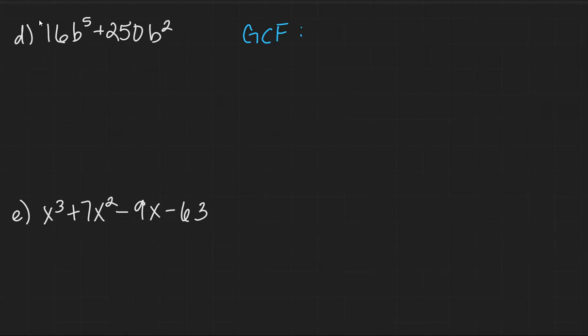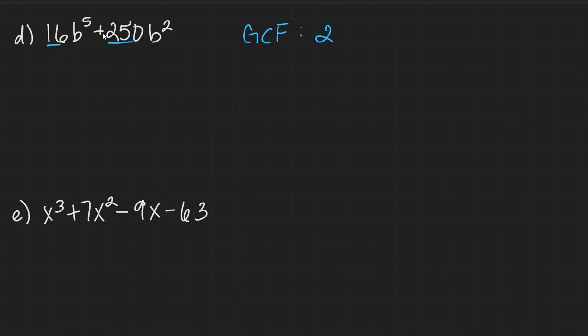So let's think smaller now. What are some factors of 16? I know there's 2, 4, 8. Let's start at the bottom with 2. Does 2 go into both 16 and 250? Definitely goes into 16, and it goes into 250 because 250 is even. Now let's try 4. 250 divided by 4? Nope. 250 divided by 8? Nope. So our GCF is 2 for the coefficients.